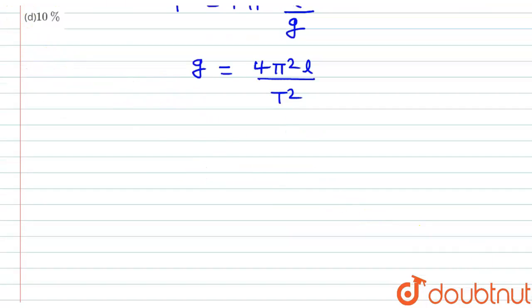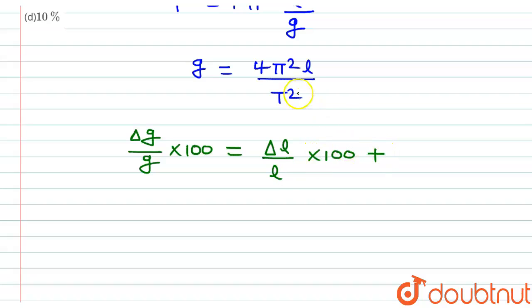Now to find the percentage error in the value of gravity, we use the relation Δg/g × 100 equals, as here the 4π² term is constant, the error in the value of length is ΔL/L × 100 plus 2 ΔT/T × 100.